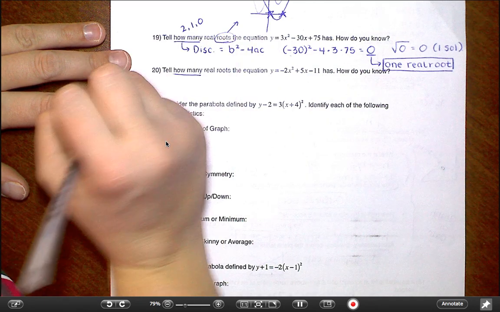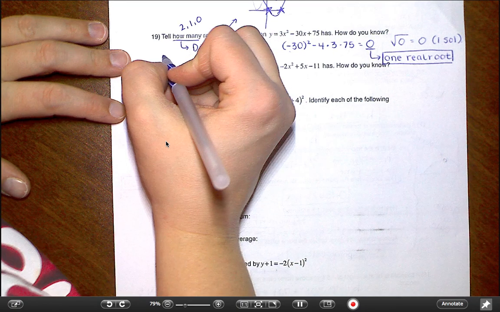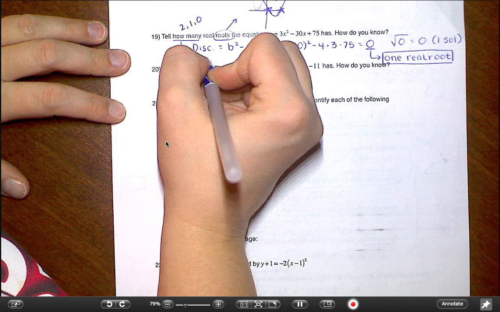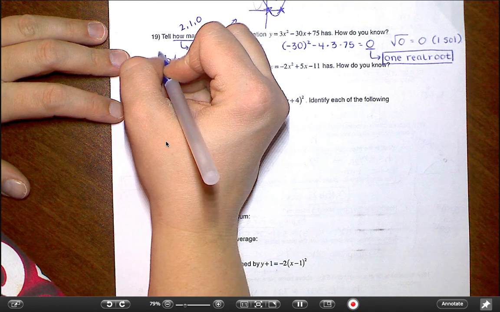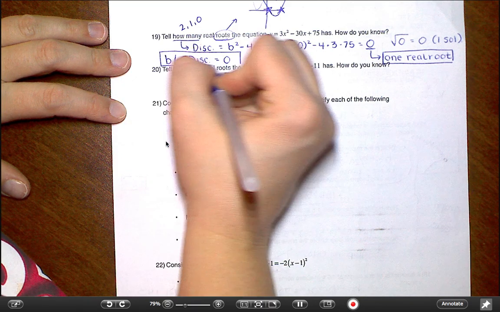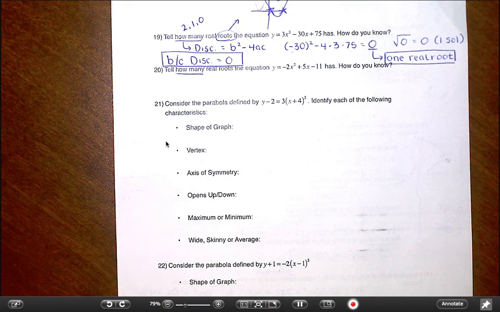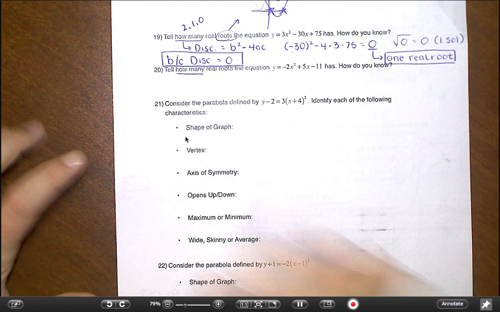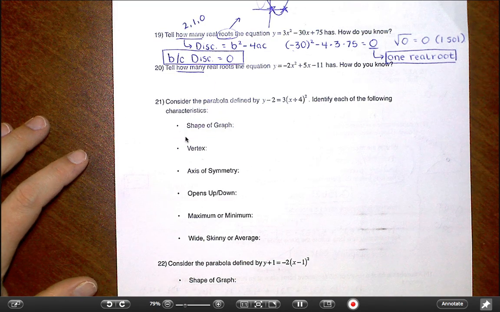I'm out of space, I should write this over here, but I know that because the discriminant is equal to 0. When the discriminant is equal to 0, I have one real root. Be careful when you're asked that question that you're not too vague, because I have some people who say things like, well, because it equals 0. What equals 0? Does the equation equal 0? Does some piece of the equation equal 0? Is the root equal to 0? I don't know what you're talking about when you say it equals 0. So you should use the word discriminant or the abbreviation. That's fine too.